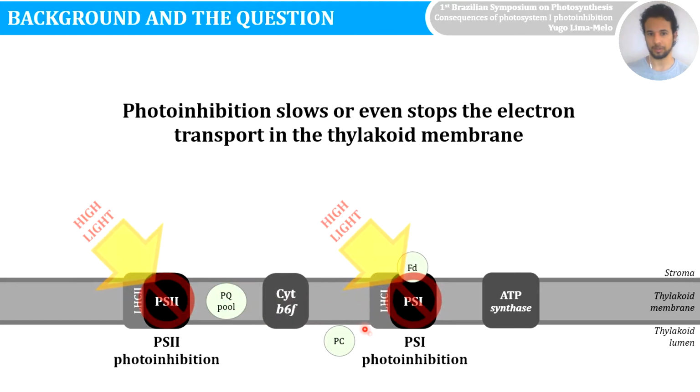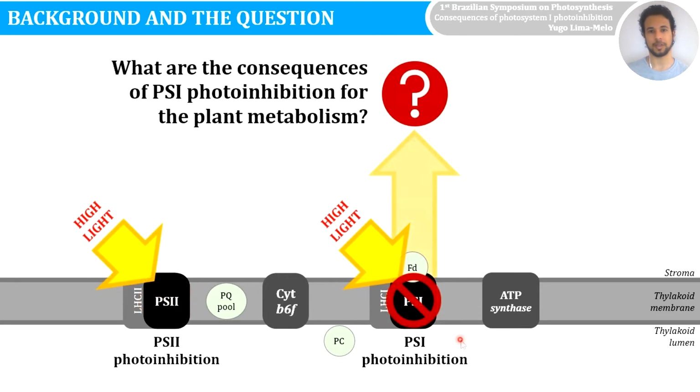However, most of our knowledge of photoinhibition concentrates on photosystem 2 photoinhibition, while only recently we are starting to understand photosystem 1 photoinhibition. Therefore, in this work, we try to answer a simple question. What are the consequences of photosystem 1 photoinhibition for plant metabolism?